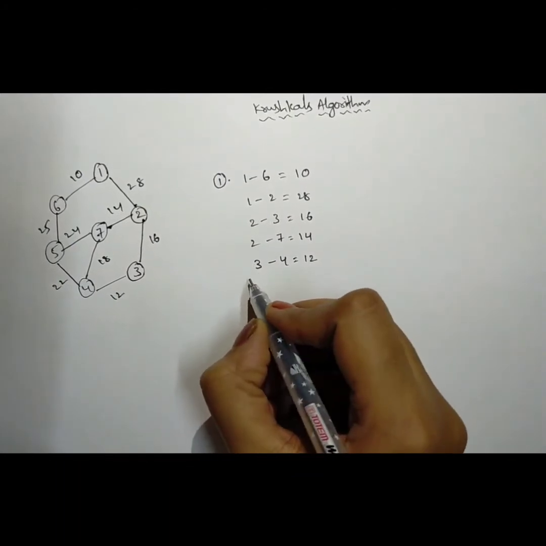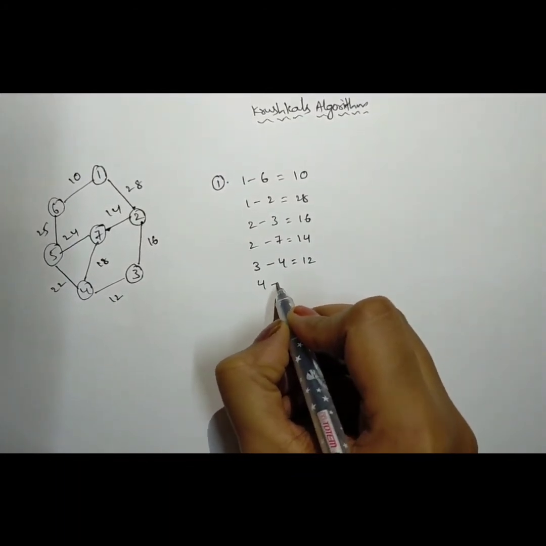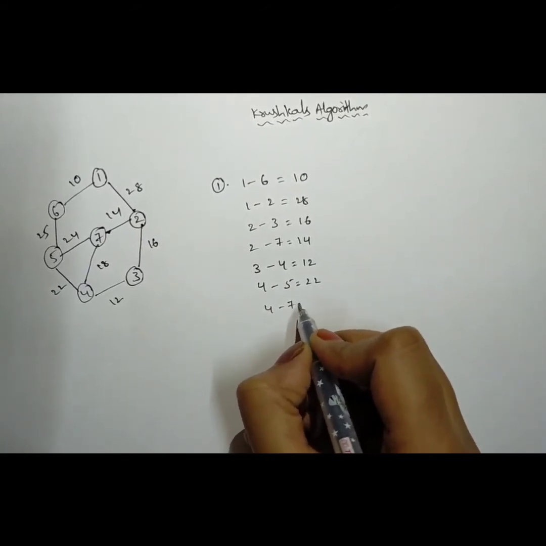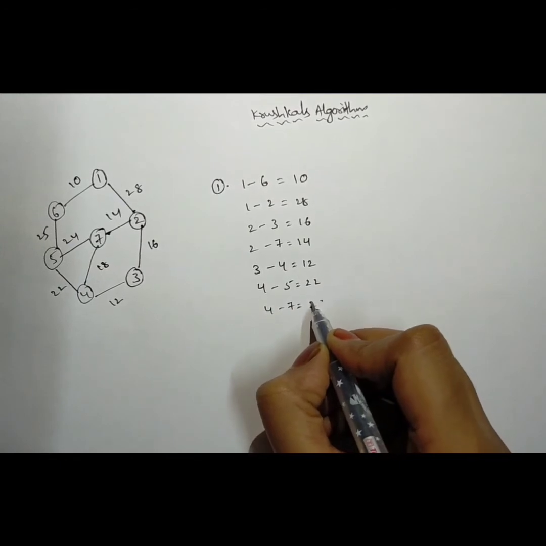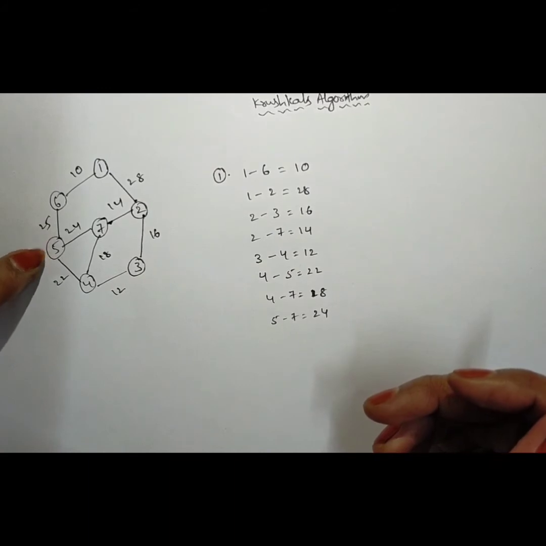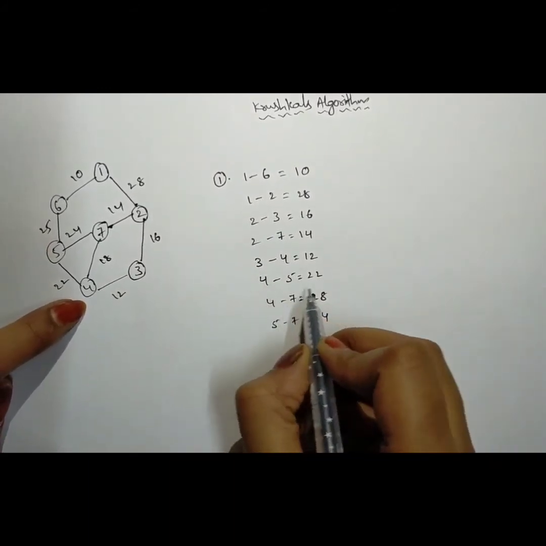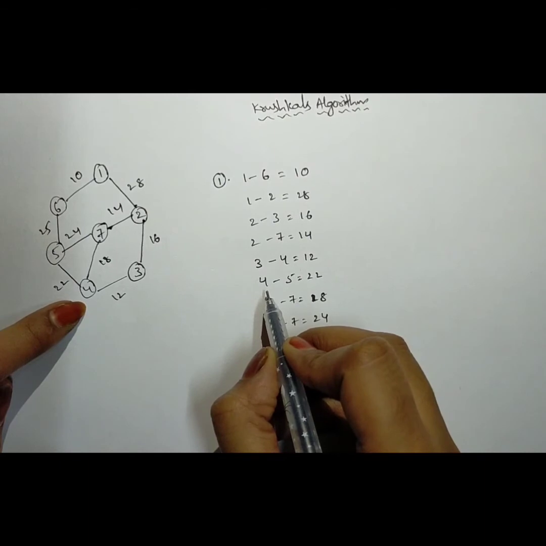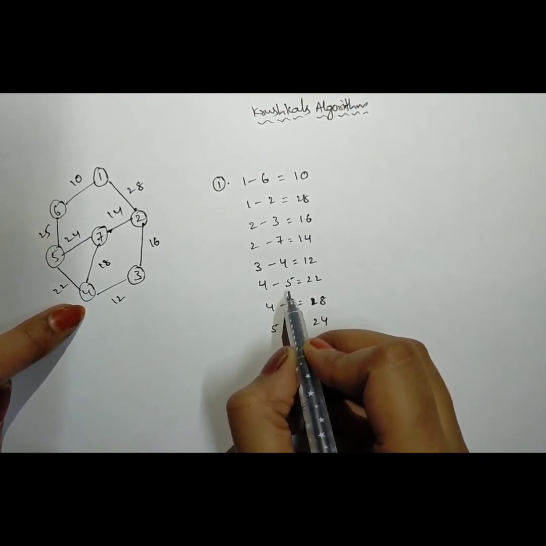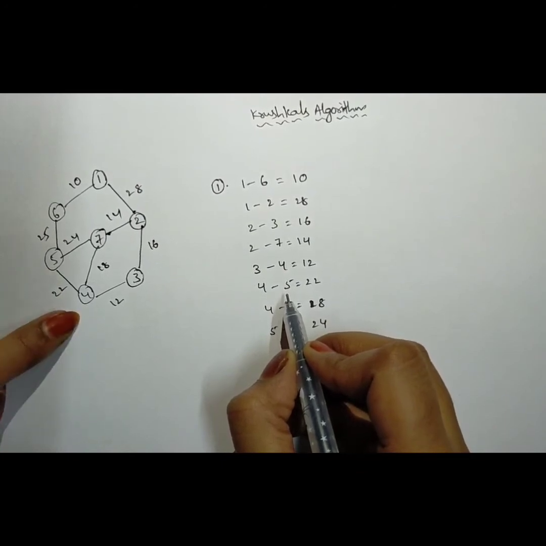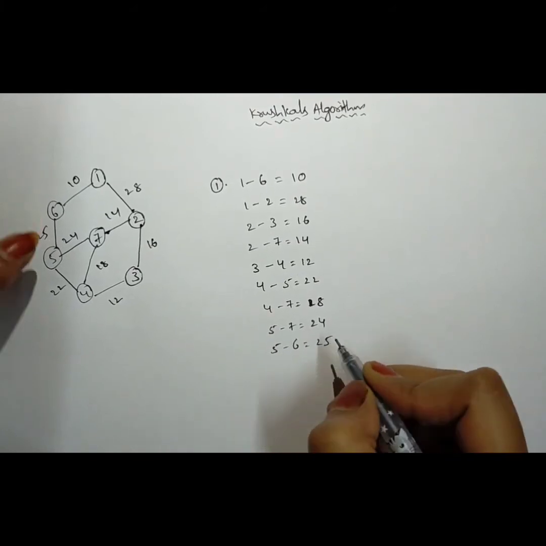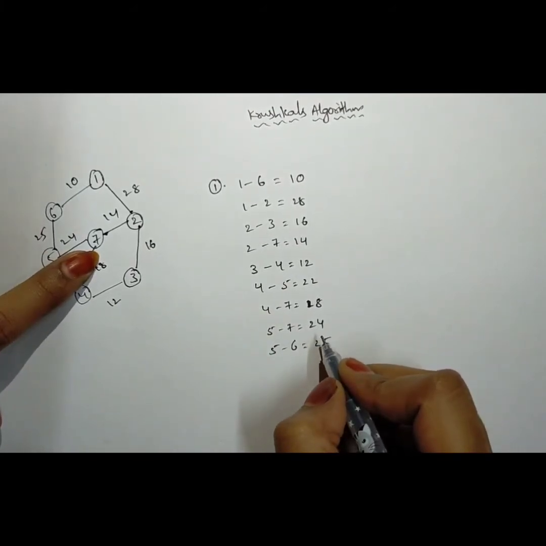Now consider the edges from 4. 4 to 5 there is an edge 22. 4 to 7 also there is an edge with weight 18. From vertex 5 we have 3 different edges. 5 to 4 is already finished, as we have already discussed that 5 to 4 or 4 to 5 is the same edge as it is a bi-connected graph, so we will discard it. 5 to 6, 25. 5 to 7, 24.